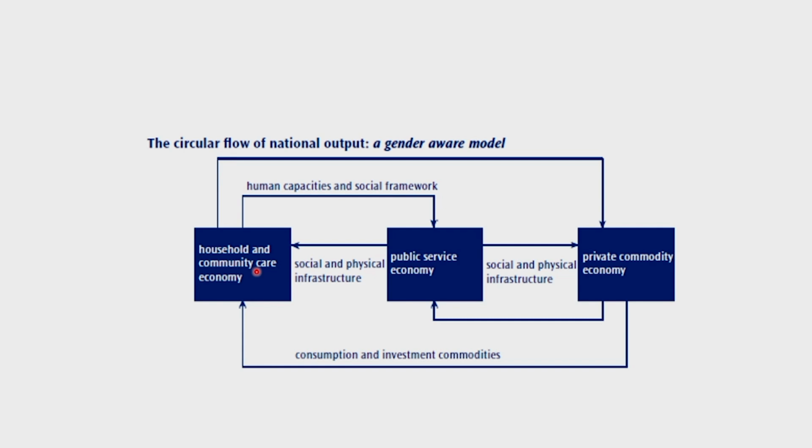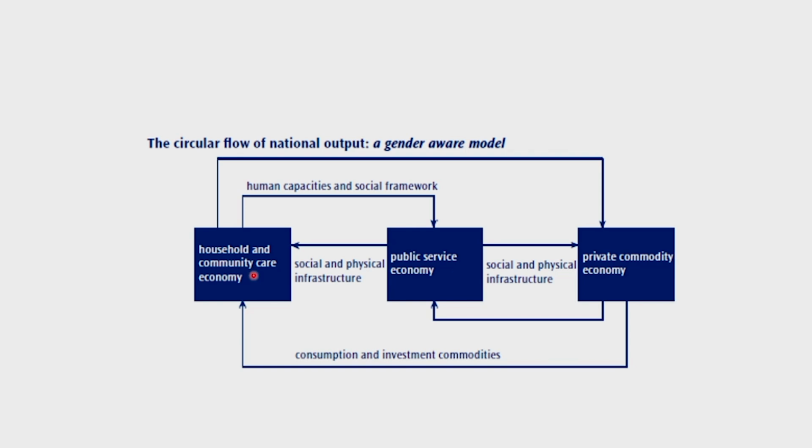So what we are doing in this model is we have incorporated the care economy into macroeconomic thinking by focusing on the circular flow of national output, seeing national output as a product of the interaction of three sectors: the private sector commodity economy, the public service economy, and the household and community care economy.